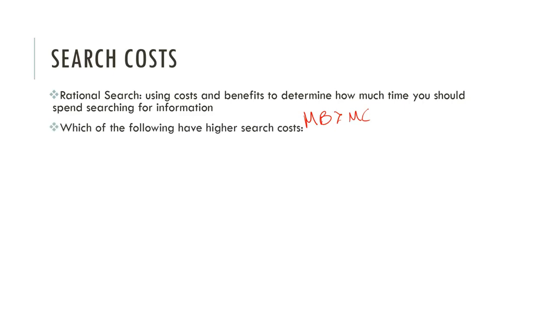So let's do some examples. I want you to think about which of the following will have higher search costs. A restaurant where you're going to go buy lunch for yourself today, or a restaurant where you're going to take somebody on a date, which would have a higher search cost.